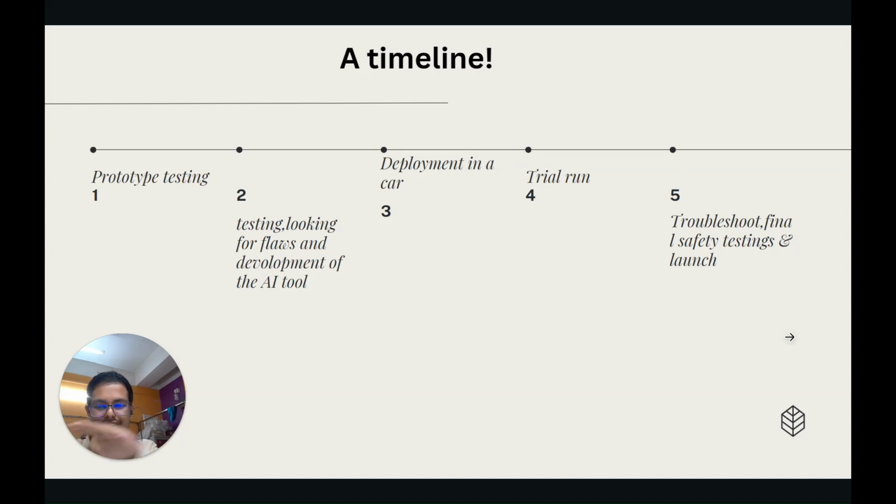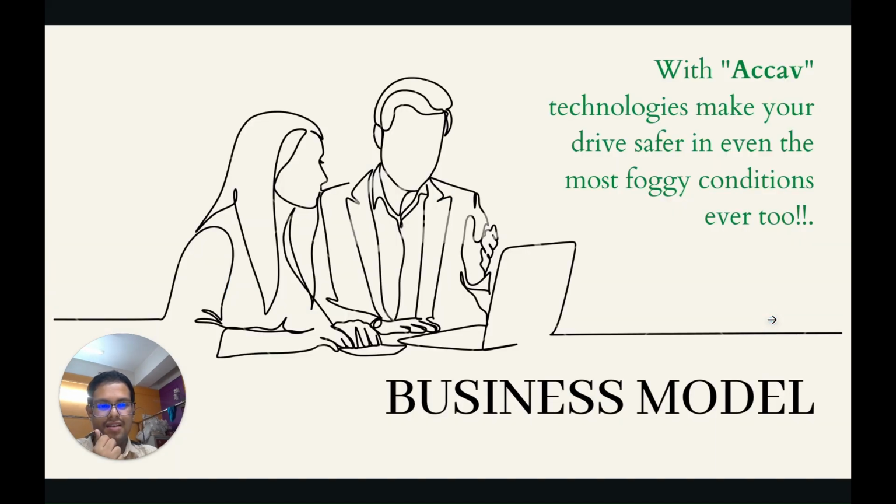So this is basically the timeline: the prototype testing looking for flaws, deployment in a car, trial run and troubleshooting, final safety testing and launch. So with the VAC technologies, make your drive safer in even the most foggy conditions. This is our business model.